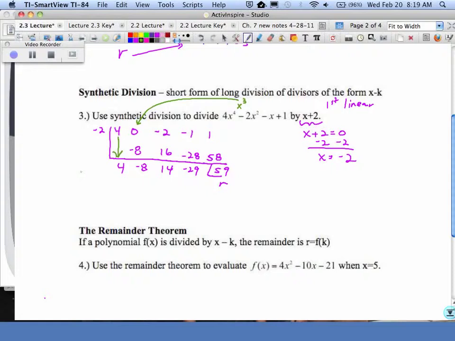Then you multiply by the negative 2 again, and I got 16. You squish them together, you get 14. You multiply by negative 2, you get negative 28. Negative 1 and negative 28 is negative 29. Multiply by negative 2, you get 58. And you just keep going through the process until there are no numbers left. Now, I put this little square around the 59. That last number will always be your remainder.